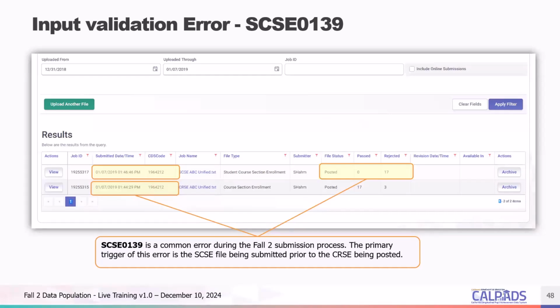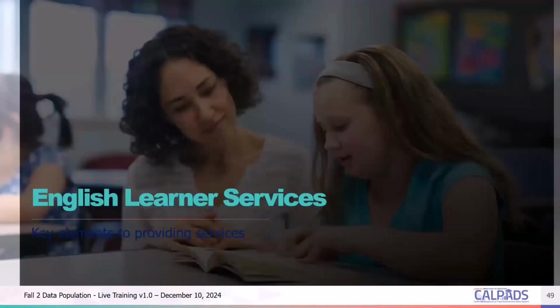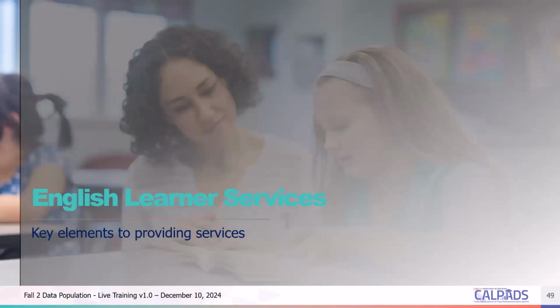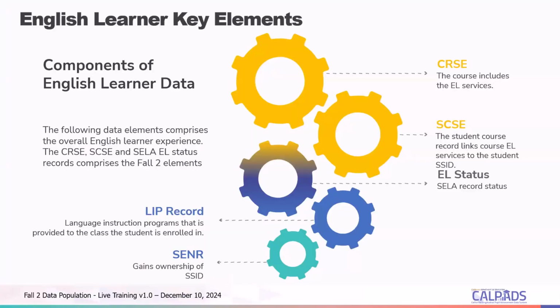And that concludes our discussion of the SCSE file, the student course section enrollment file. Let's now move on to discuss English Learner Services, which is not a file type that's submitted in CalPADS in Fall 2, but it is a data submission or a data collection that occurs in CalPADS in Fall 2 using the other file type. So let's look at what English Learner Services submission looks like in Fall 2.